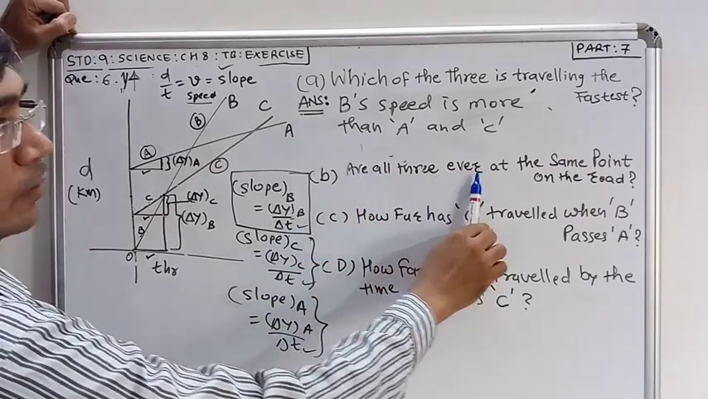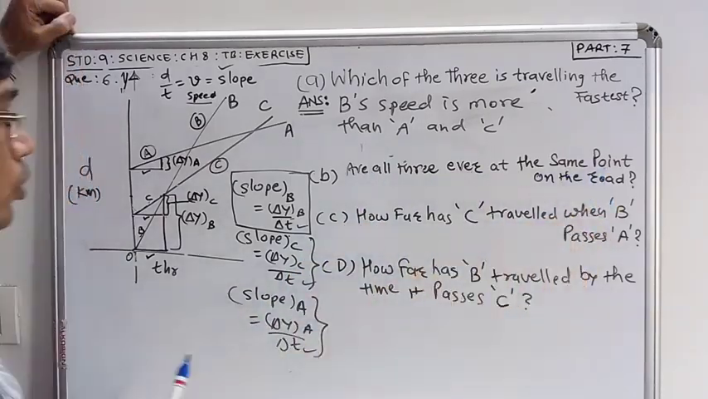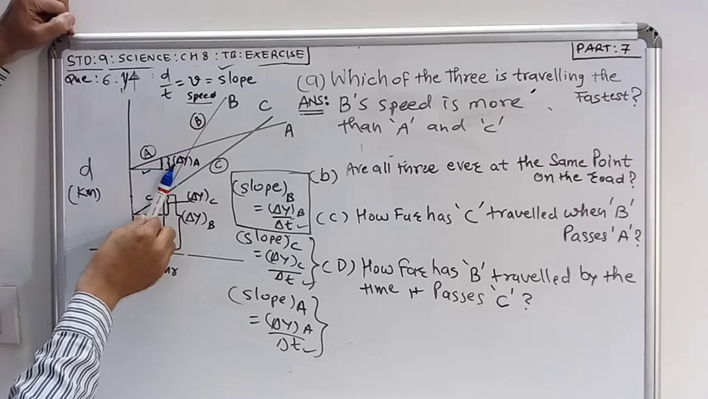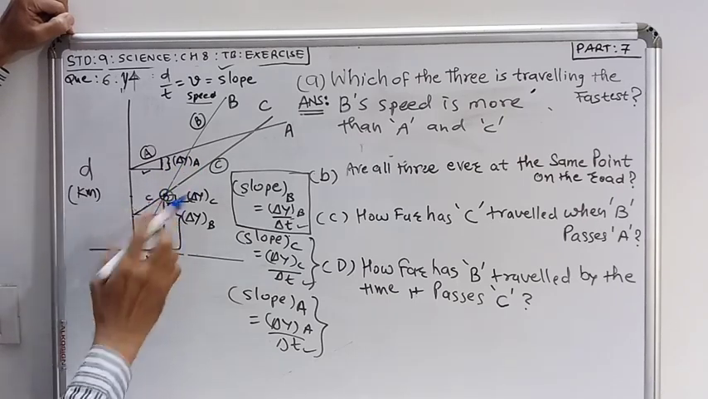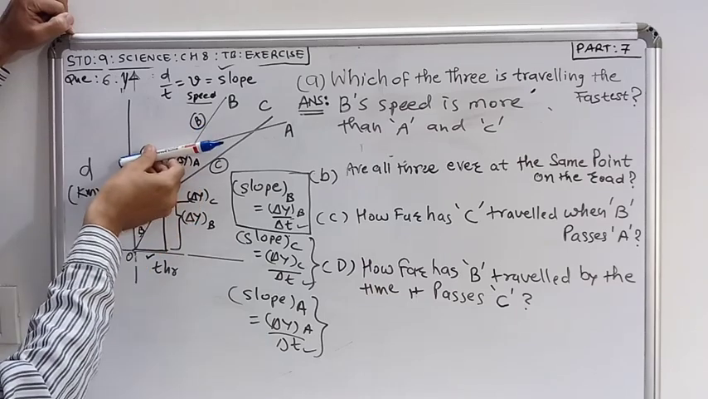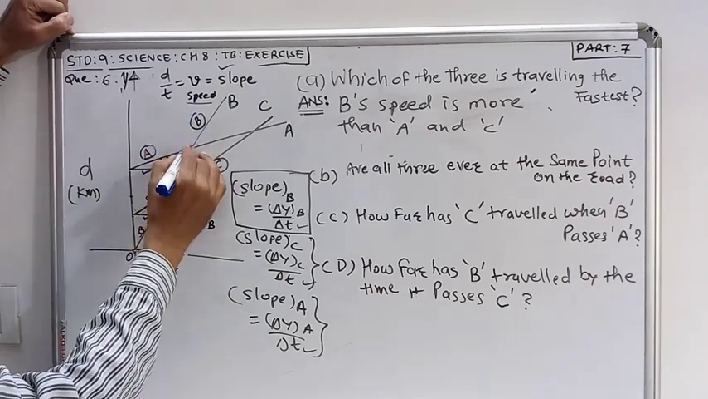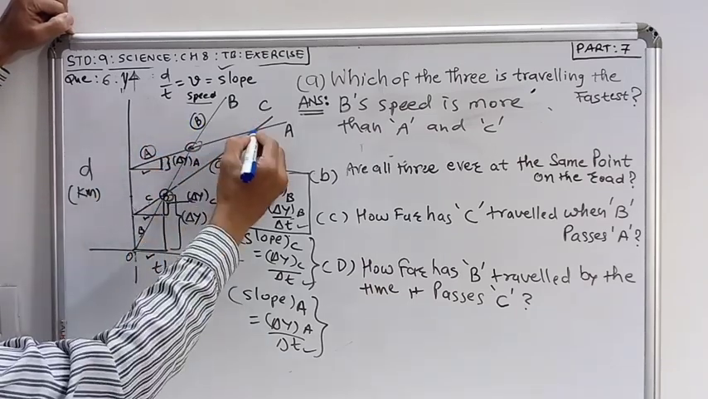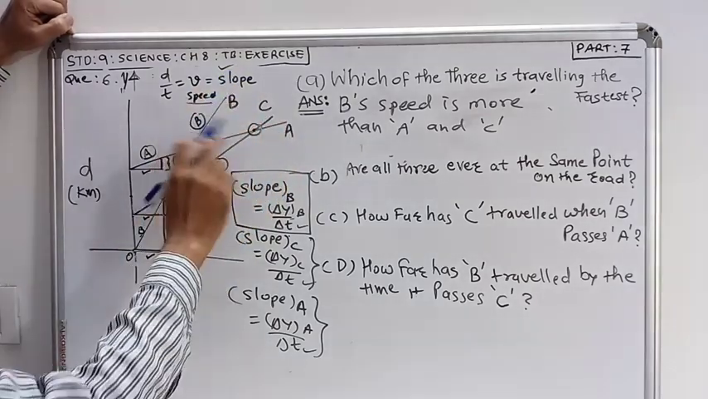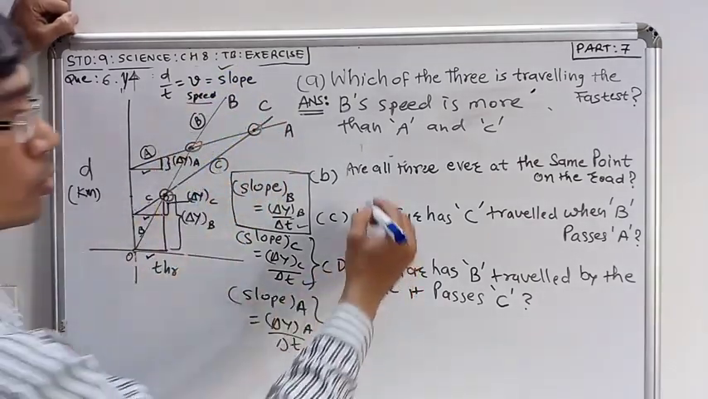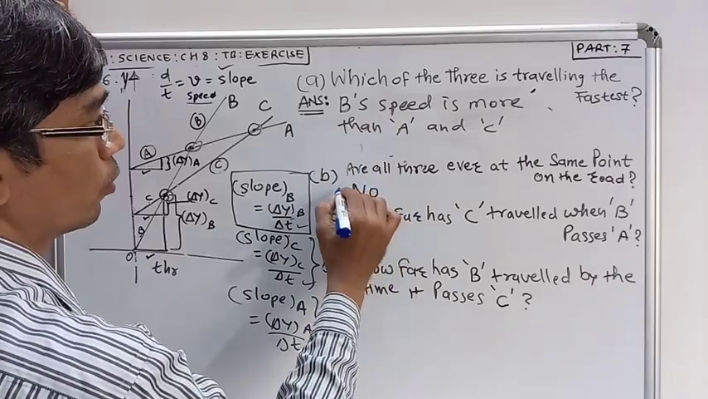Are all three ever at the same point on the road? No. B and C meet at this point. B and A meet at this point. C and A meet at this point. But all three are not meeting at any one point. So here the answer is no.